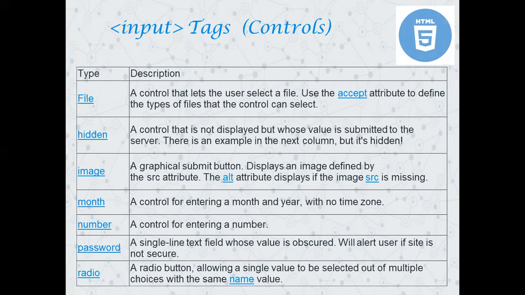Then we have hidden, used when we do not want to display the value. Most probably this is given to a password, if you have gone through it. When you don't want to show your password as you enter it, you give the hidden value.